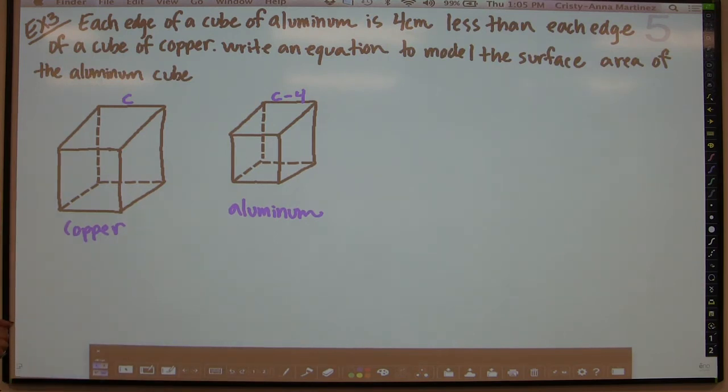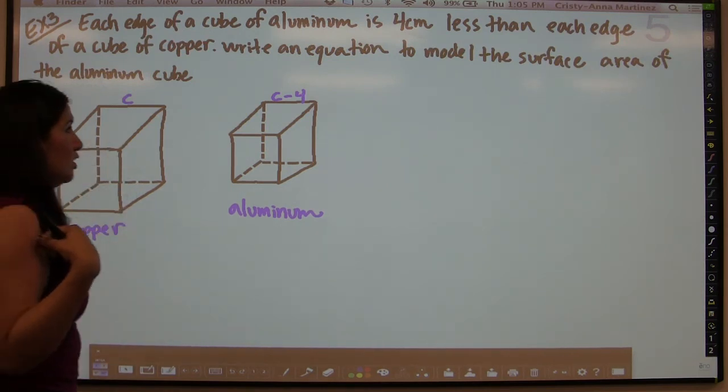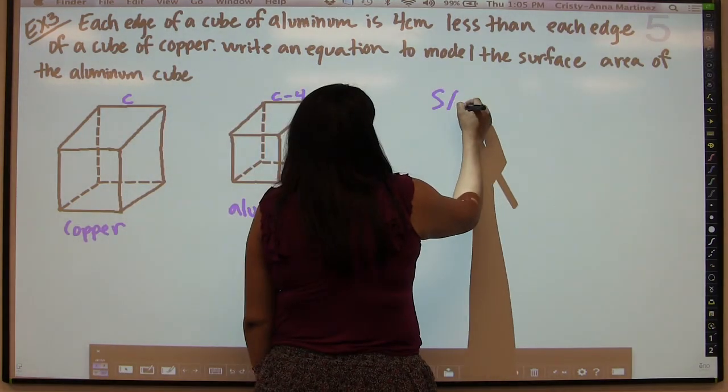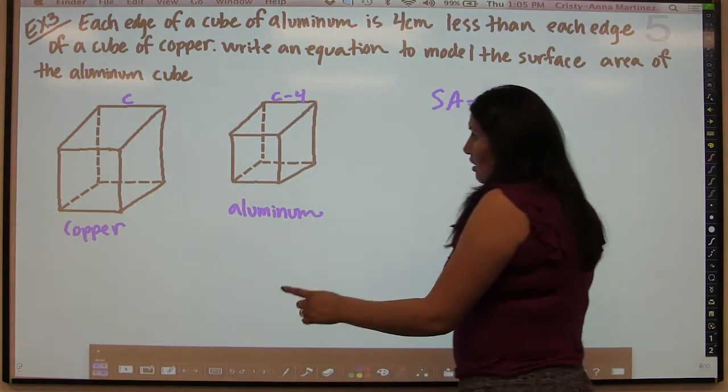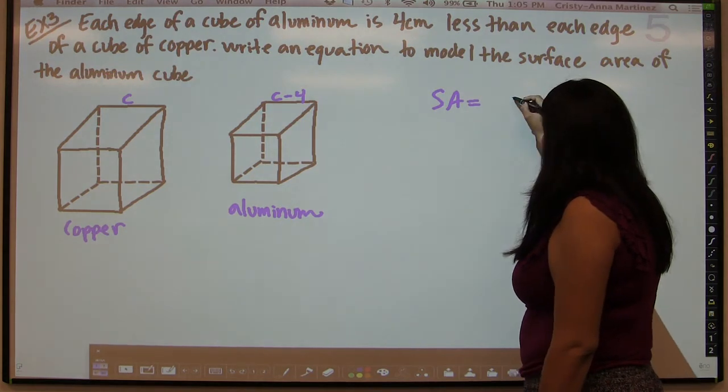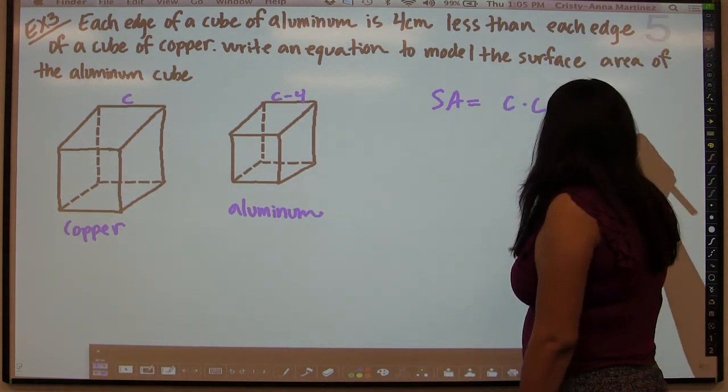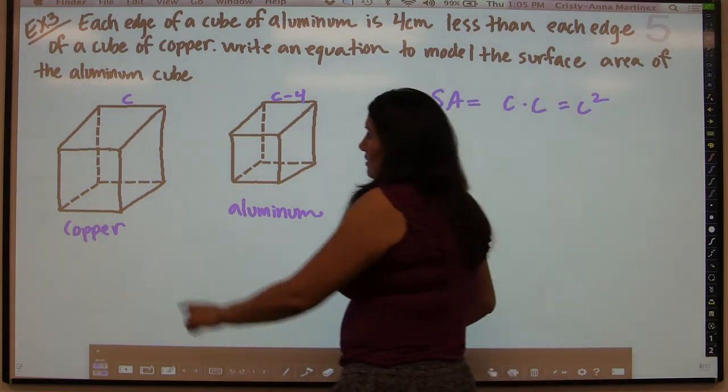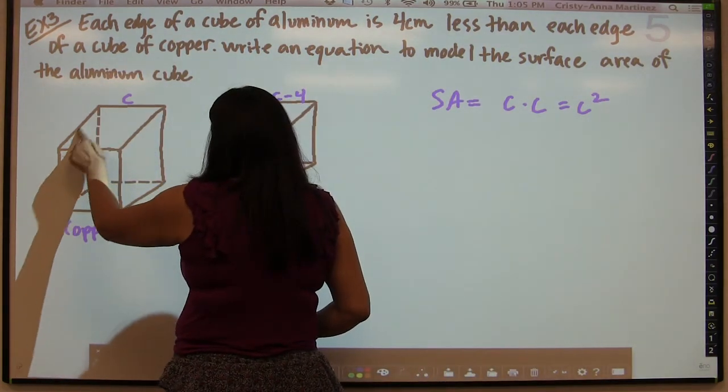It says write an equation to model the surface area of the aluminum cube. So surface area, first of all, in a cube, all of the sides, all of the surfaces of the cube are the same. They have the same area. That's why it's a cube. So for the surface area, all we need is length and width of any one of the sides. So surface area is going to be, for the copper one, C times C, or basically C squared, because this edge is C, and so all of them have to be the same.